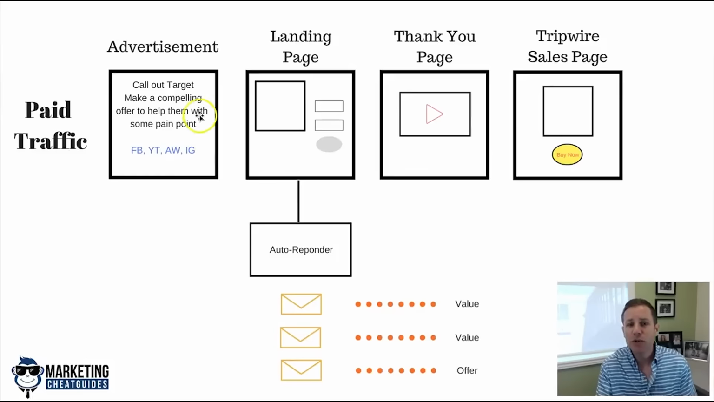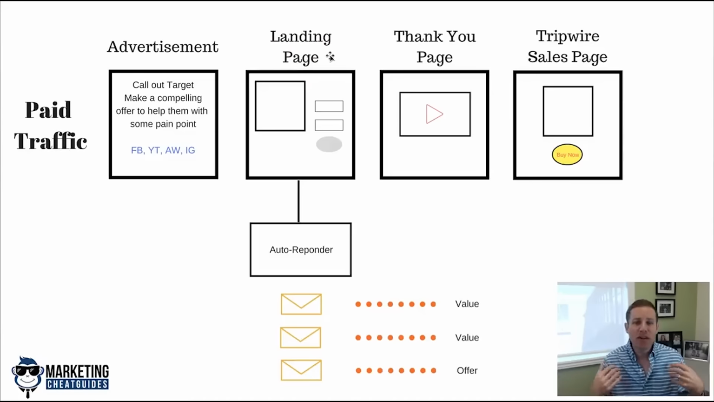So what you're going to do is you're going to call out your target, you're going to make a compelling offer to them, and really what you want to do is have some pain point that you're helping them solve, right? So this ad's going to show up on one of the platforms that we talked about, Facebook, YouTube, AdWords, Instagram, LinkedIn, Reddit, whatever platform you're on, you're going to send them for that content upgrade.